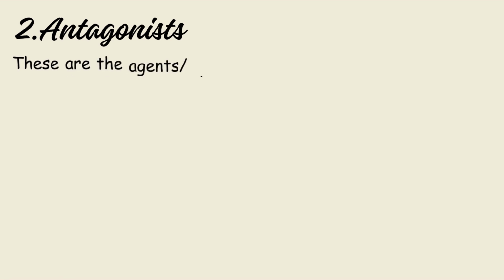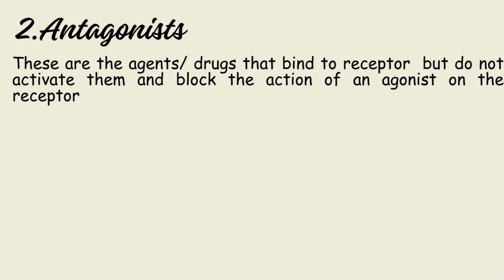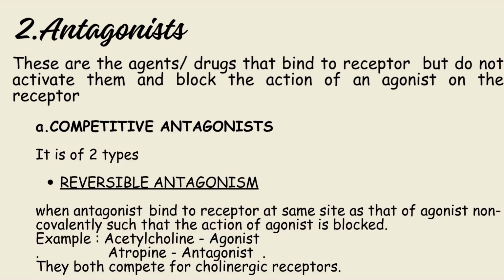The other type of drug-receptor interaction is antagonist. These are the agents or drugs that bind to a receptor but do not activate it, and block the action of an agonist on the receptor. Antagonists consist of competitive and non-competitive. Competitive antagonists are of two types: reversible and irreversible antagonism.